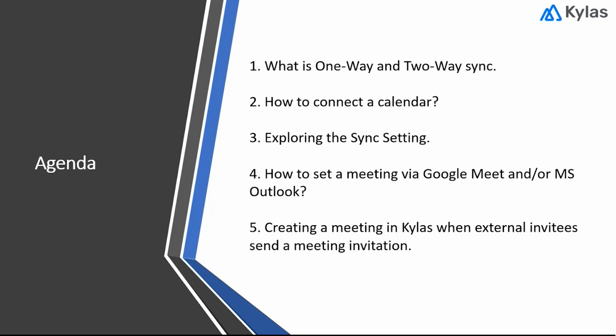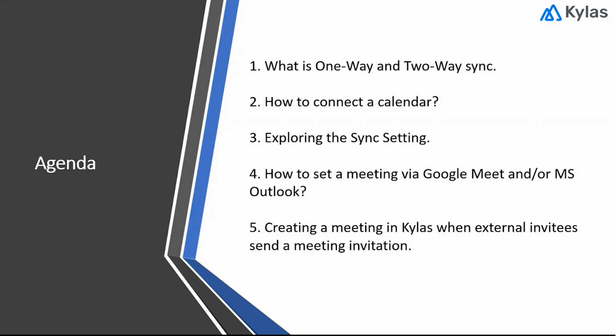We have seen what the one-way and two-way sync strategy is in Kylas, how we can connect our calendar and choose the options from the sync strategy, that is, one-way sync from Kylas to calendar. There is also one-way sync from calendar to Kylas, and the third is the two-way sync, which is applicable regardless of whether you are creating a meeting from Kylas itself or from the connected calendar.